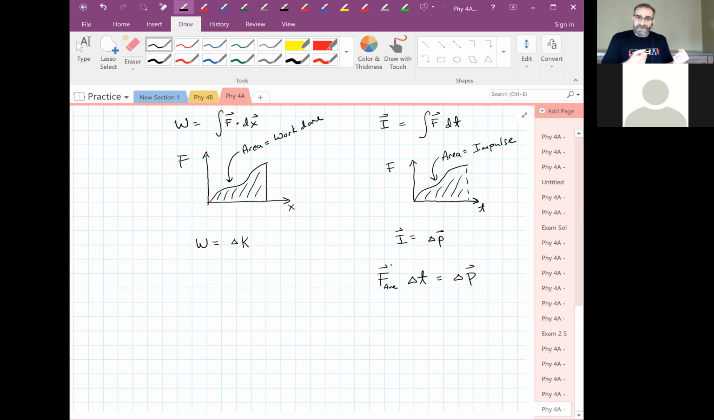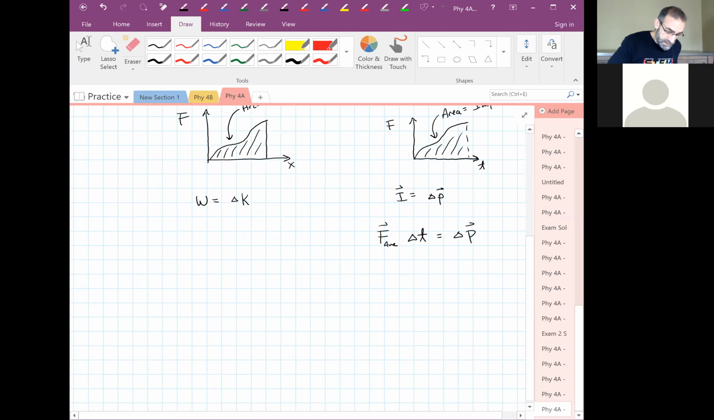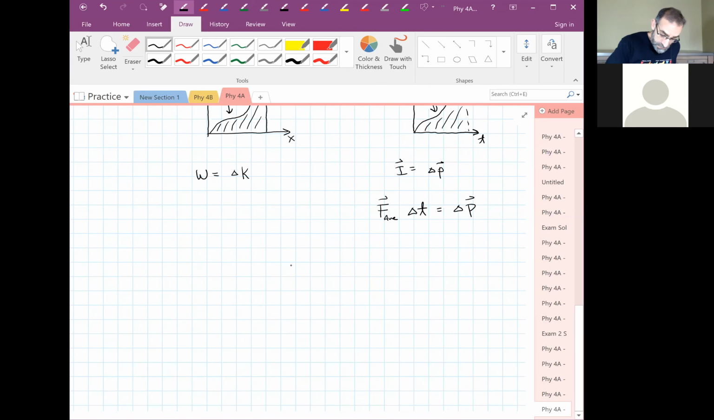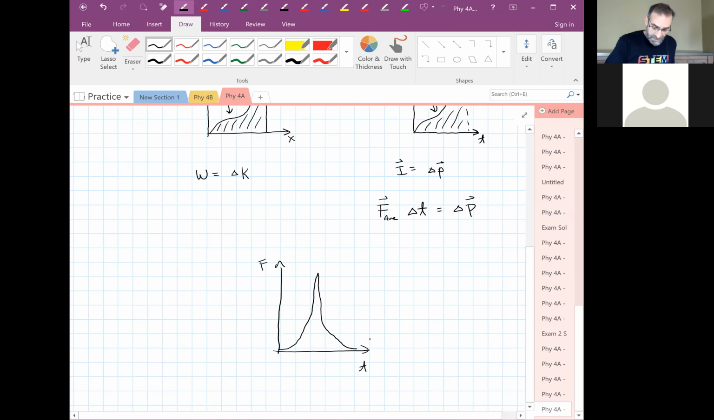What do they mean? They mean how much recoil you feel. They spread out the time interval, right? This is what it would look like, force versus time. It would look like this, right? A really big force for a short period of time. But what does it do? It takes that and it spreads it out.